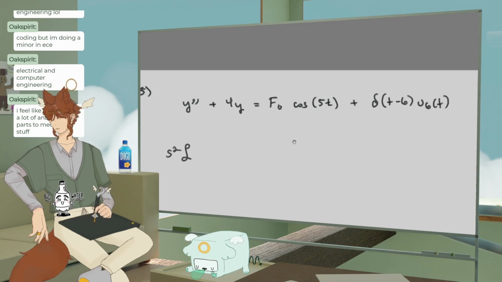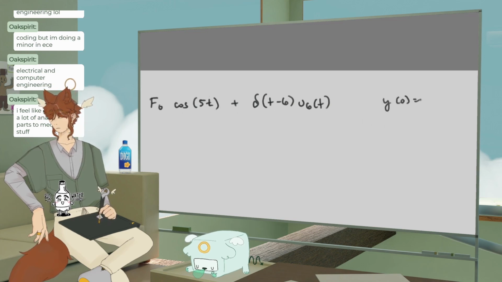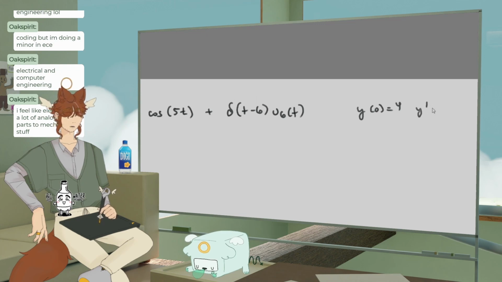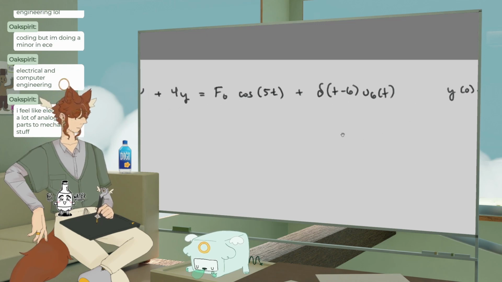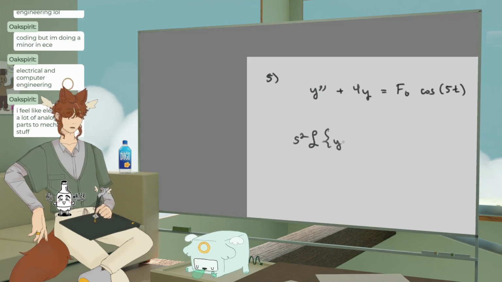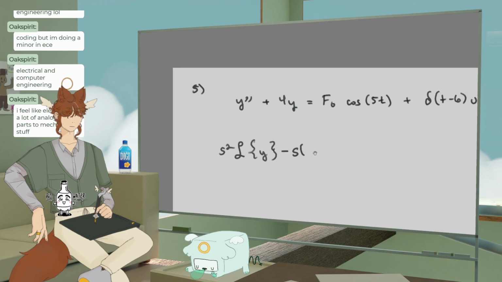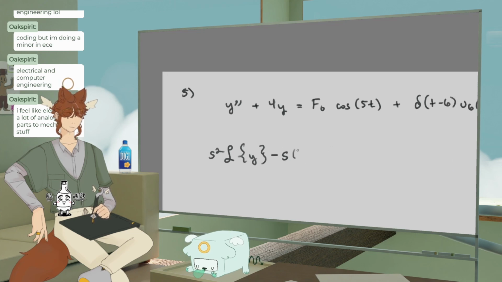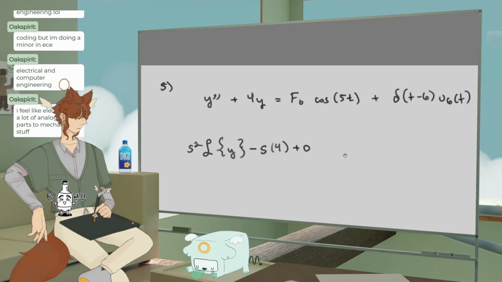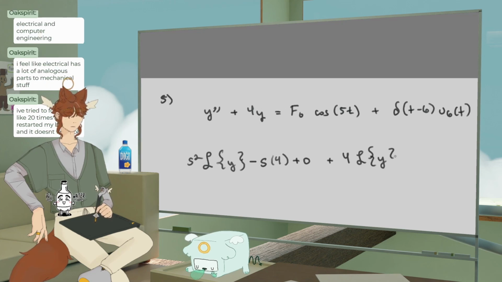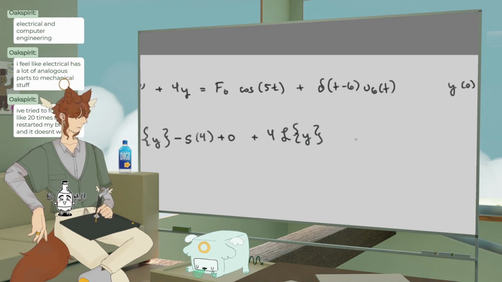Are we given initial conditions? Yes, we are. y of 0 equals 4. Hey, at least y prime of 0 equals 0. We love initial conditions of 0 here. So Laplace of y'', I'm just turning the y'' into s squared Y, and then we'll have minus s times 4. So that's our initial condition. And then plus 0. And then plus 4 times the Laplace of y. Oh, the forcing function is just constant.